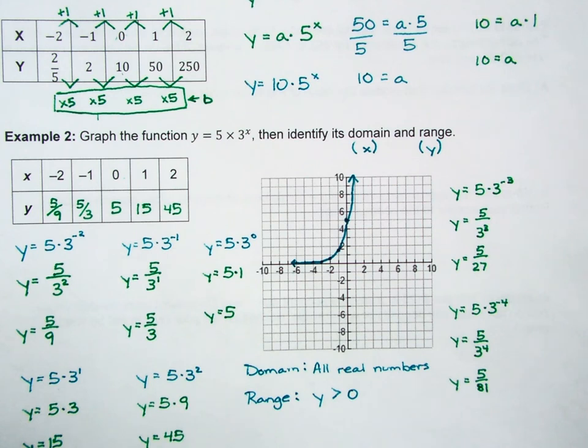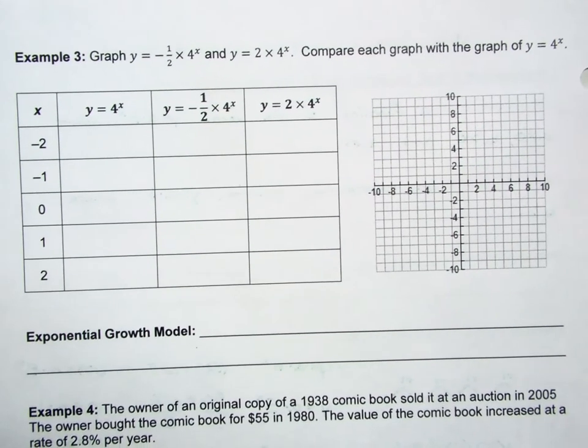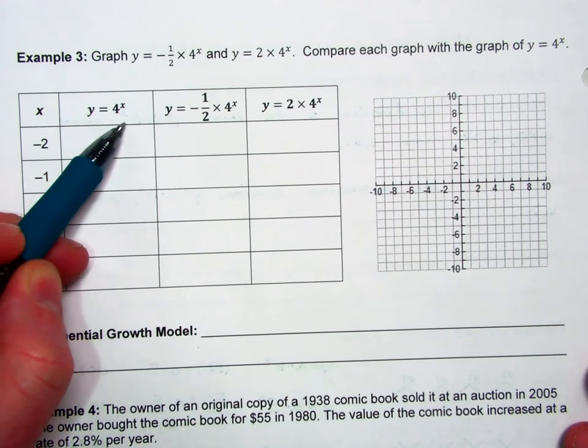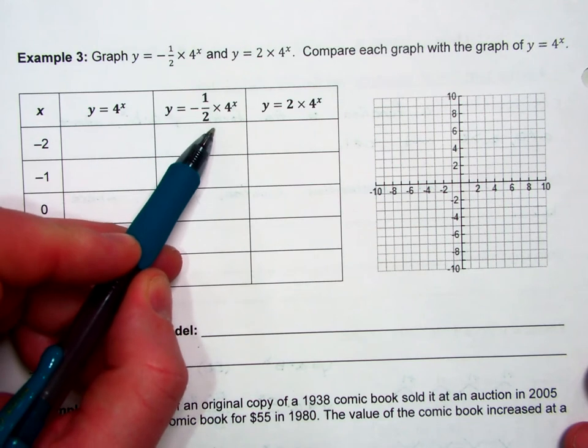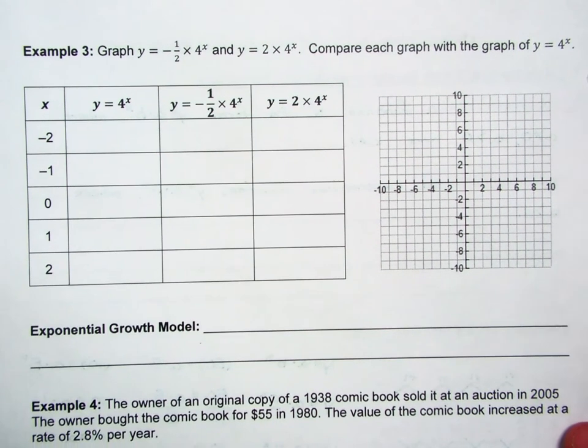Alright. Okay, let's go ahead and flip it over. We've got one more to take a look at here. We're going to talk about example number 3. We've got 3 different functions. y equals 4 to the x, y equals -1/2 times 4 to the x, and y equals 2 times 4 to the x power. Okay? And we're going to graph those all in the same graph.